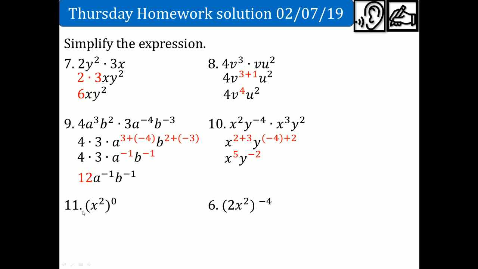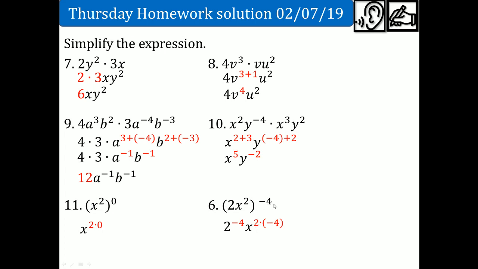Let's look at 11. X squared, or x to the 2nd power, to the power 0. Power of a power, you multiply. 2 times 0, which is just 0. So x to the 0 is just 1. This is really 1. Anything to the 0 power is automatically 1.